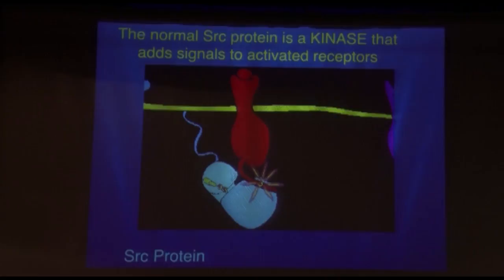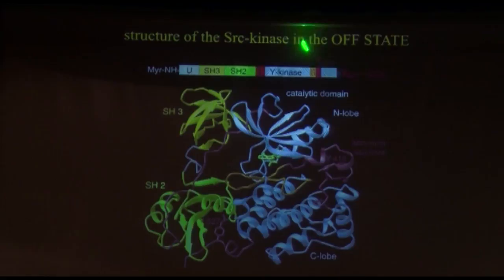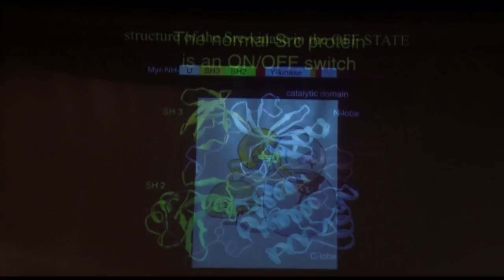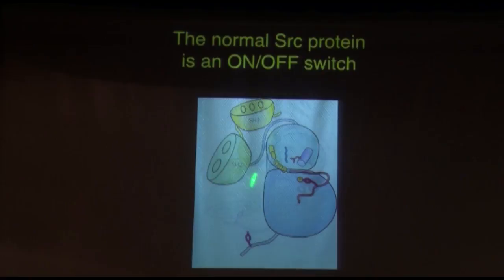They're basically switches. They're not electronic switches like in our electronic equipment. They're protein switches. And so they have an off state where they're off, and we have determined structures of these using X-ray crystallography and now increasingly using cryo-EM. And so here's the three-dimensional structure of the normal SARC protein in the off state. And there are a number of interactions here that basically prevent it from binding ATP and transferring phosphate. And normally in our bodies, if we're healthy, the SARC protein switches on and off between two states.